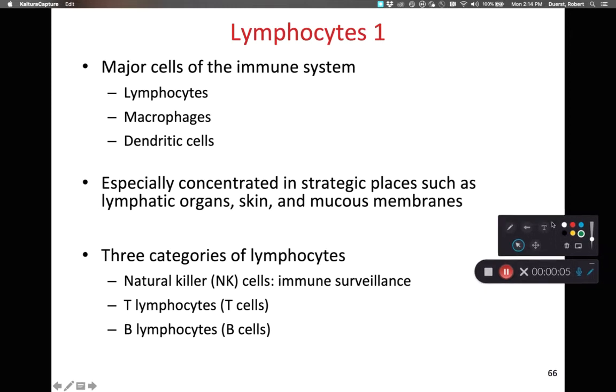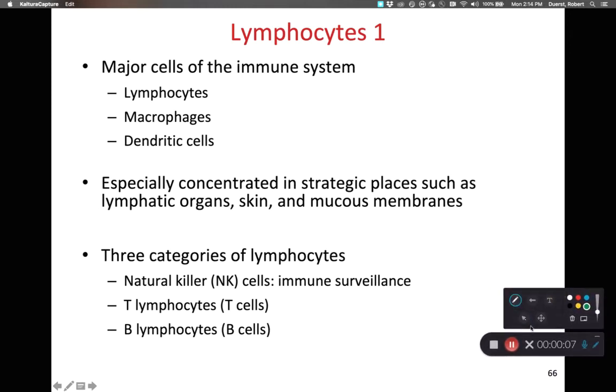Hi class, in this recording we're going to focus on lymphocytes. To review, there's three broad categories of cells, or major kinds of cells, within our immune system: the adaptive immune system, specifically with the lymphocytes, the macrophages, and the dendritic cells.